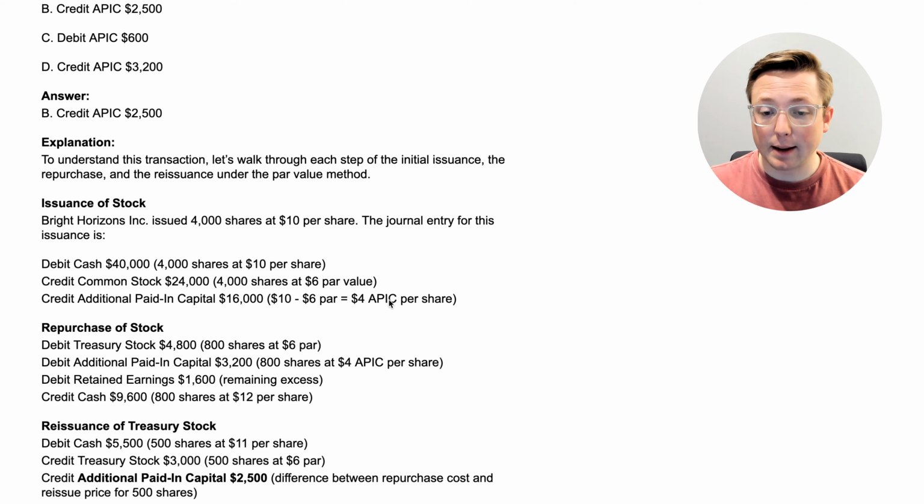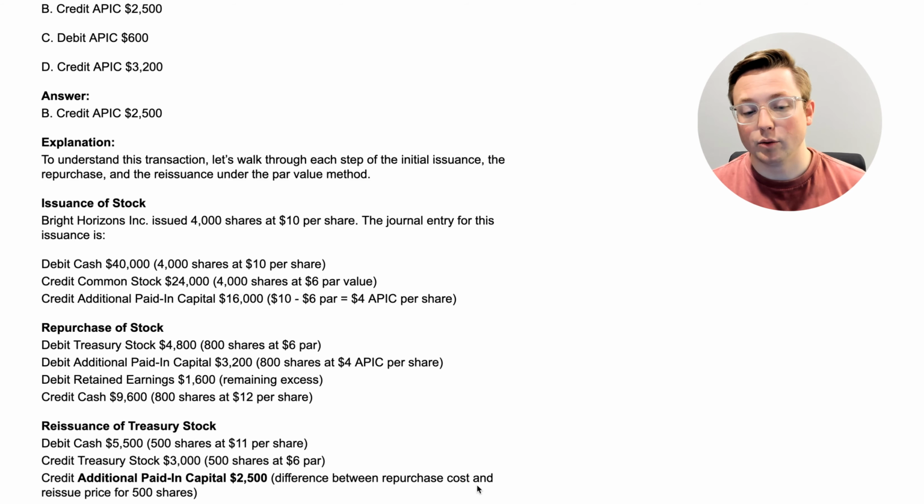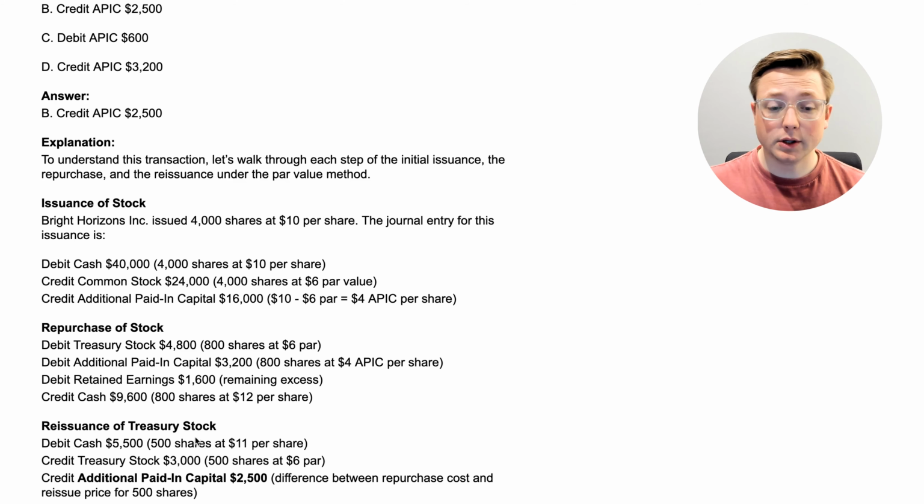So the additional paid in capital per share from the issuance of the stock only matters for the repurchase of the stock. You're not then using it also in the reissuance of the treasury stock. When you reissue the treasury stock, you do additional paid in capital kind of as the plug. It's the difference between the repurchase cost and the reissuance price. So that is how you do the reissuance of treasury stock with the par value method.